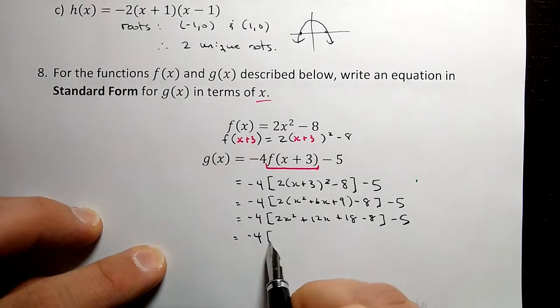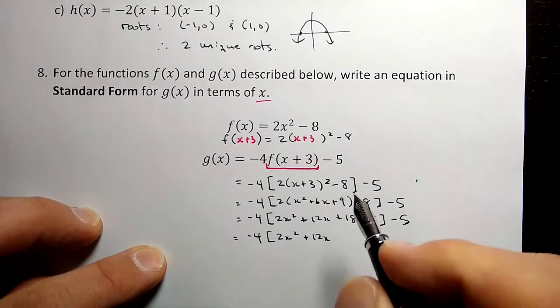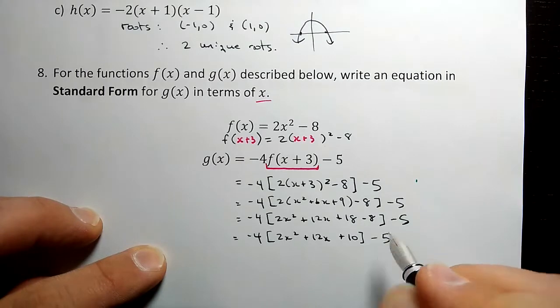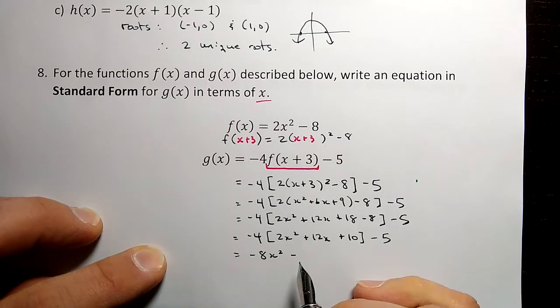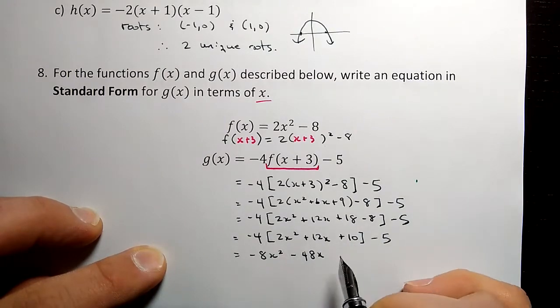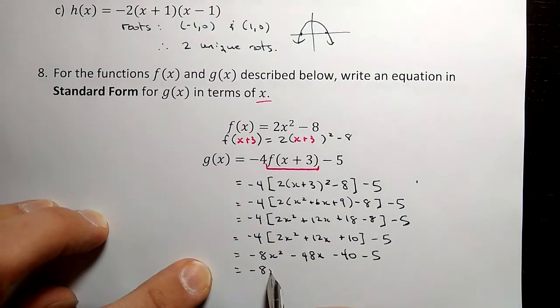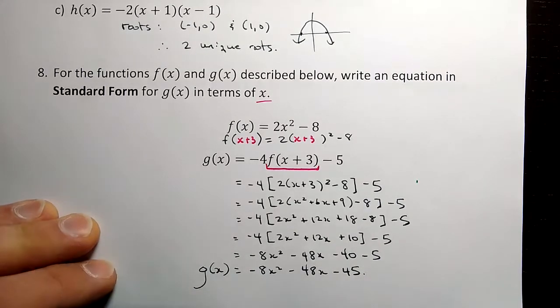Negative 4 times, let me simplify, 2x squared plus 12x plus 18 minus 8, that's plus 10. Then we have a minus 5. Multiplying now by negative 4, negative 8x squared minus 4 times 12 is 48. Negative 4 times 10 is negative 40. We have a minus 5 at the end. Negative 8x squared minus 48x minus 45, and that is the standard form for g of x.